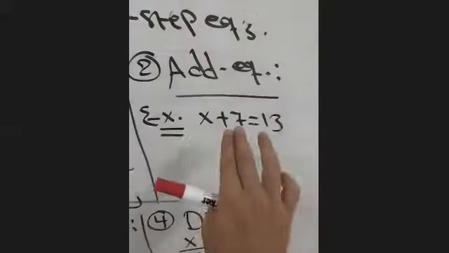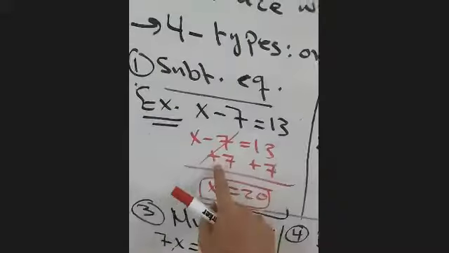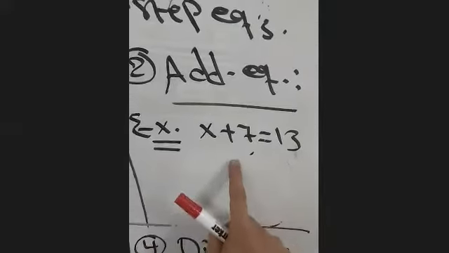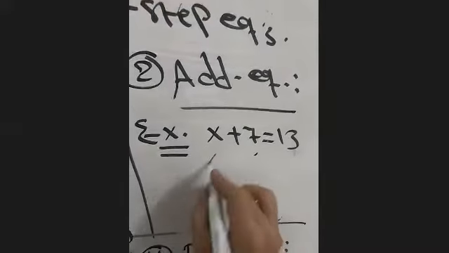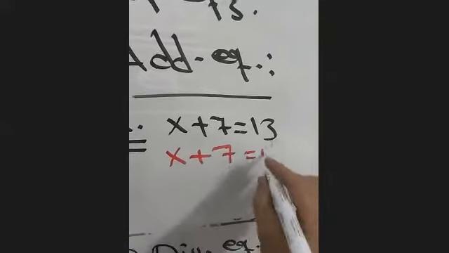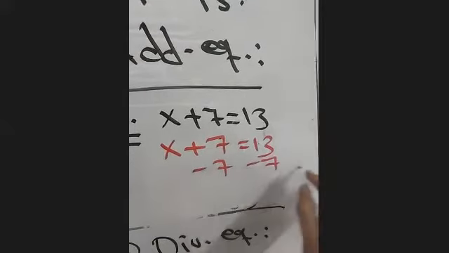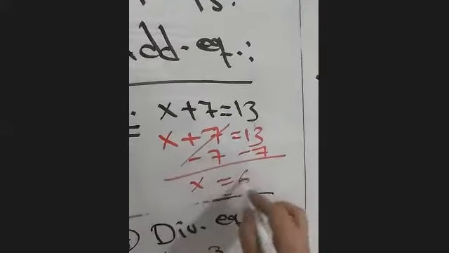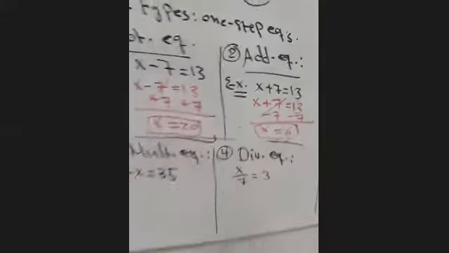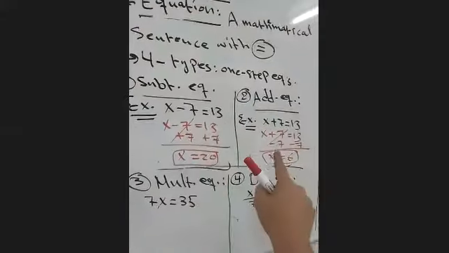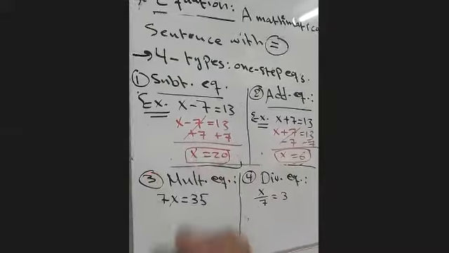If we want to do an addition equation, here we add, here we will subtract, we do the opposite. So rewrite it. Minus 7, x will be 13 minus 7, which is 6. So in addition, we do subtraction. In subtraction, we do addition.